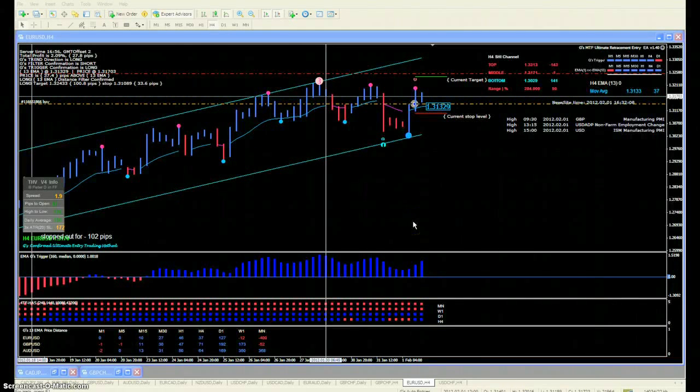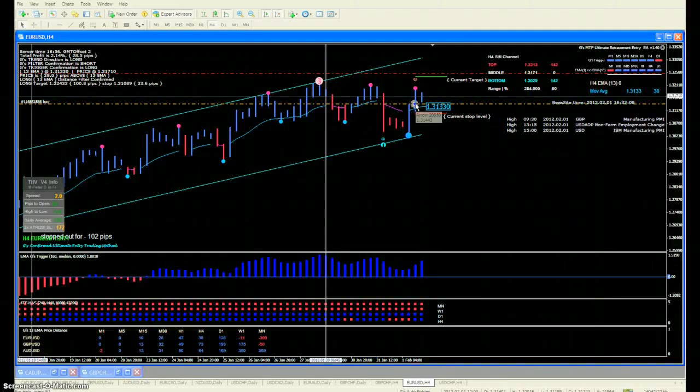Good morning. Today is February the 1st. The time is approximately 9:56 a.m. Eastern Standard Time. We're currently in three trades, which is the maximum number of trades that will be in at any given time. This is the trade on the euro dollar.